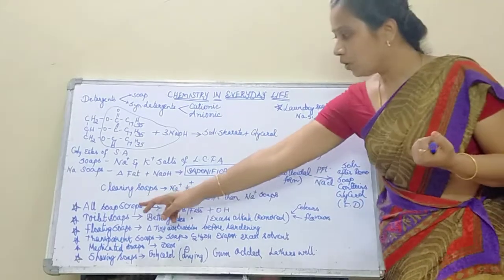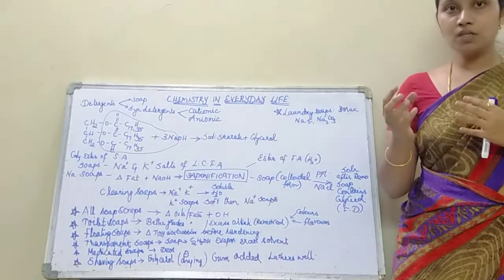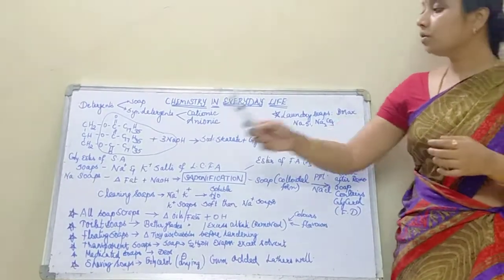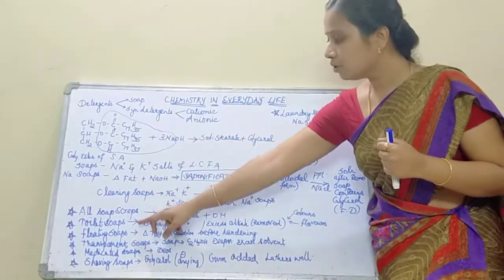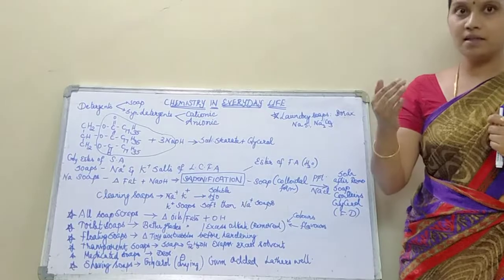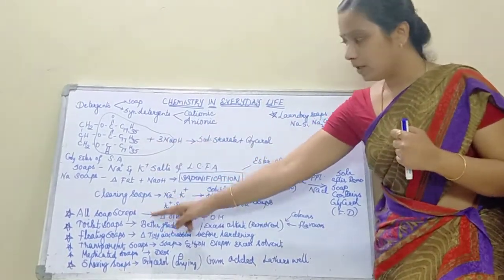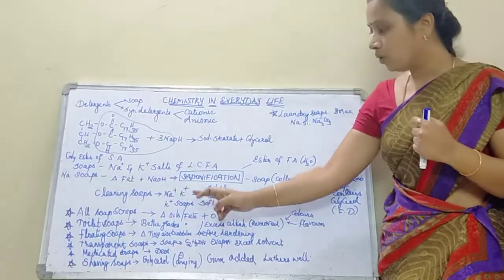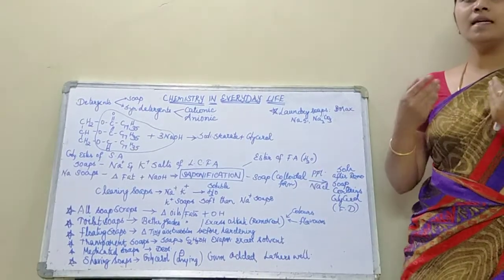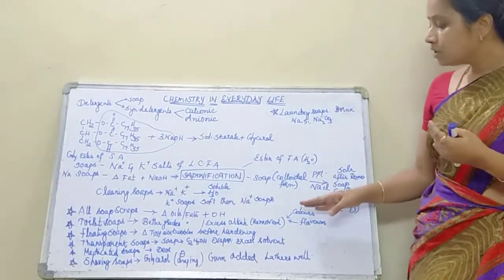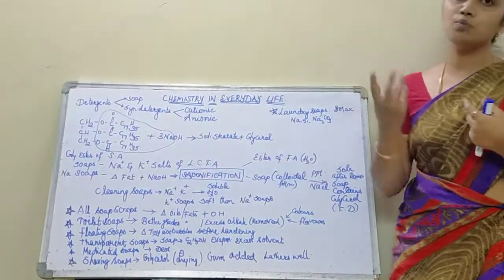Then, what are toilet soaps? Toilet soaps are prescribed by dermatologists for sensitive skin, so the fats used in them are of better quality and higher grade. For preparing toilet soaps, better grade fats and oils are used and excess alkali is removed. To increase the market value, suitable colors and flavoring agents are added to make them attractive.